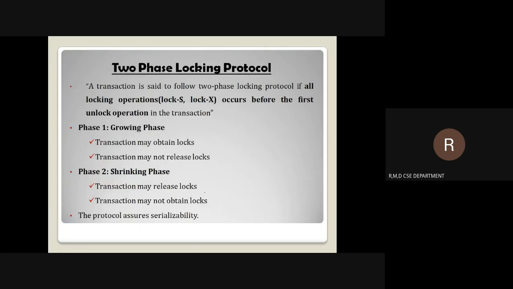So a transaction is said to follow the two-phase locking protocol provided all the lock operations are done before performing the unlock operation. That is, the growing phase followed by the shrinking phase. If the transaction exists in this order, then the transaction is said to follow the two-phase locking protocol. Hope you understand the concept.